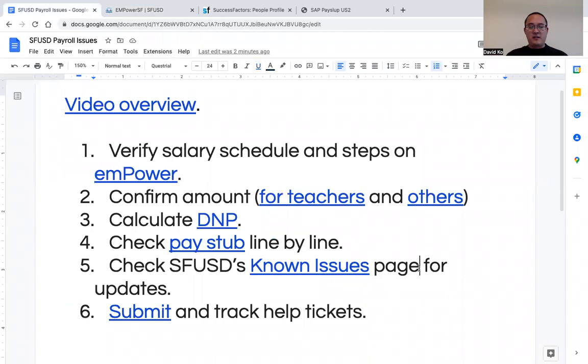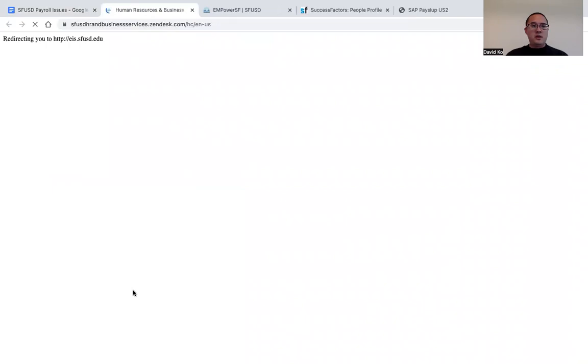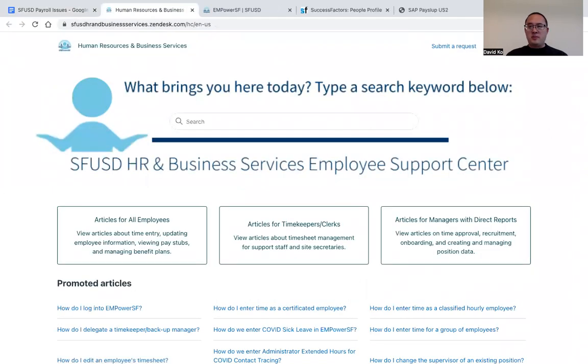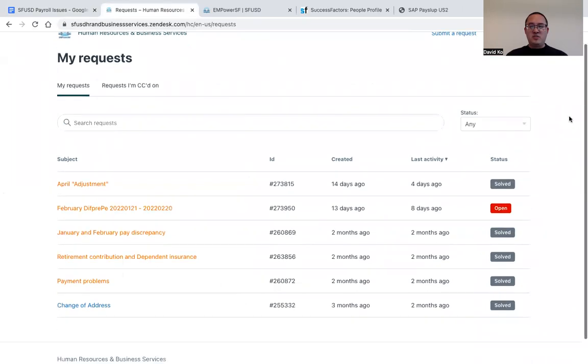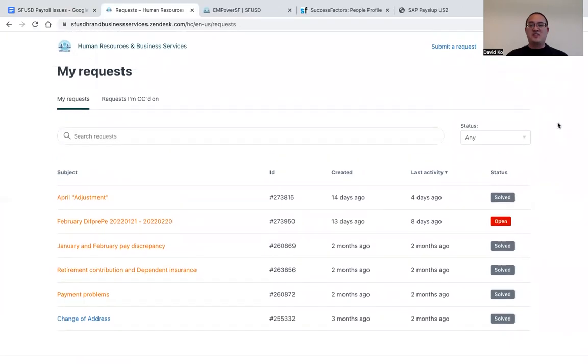The last element to note is that for submitting help tickets, I've had a lot of success going to the website eis.sfusd.edu. That's this last link over here under number 6. It is possible you can also email them, but I've had much more success here. You'll be logging in with the exact same login you have for your email. And at this point, you can submit a request. You can also verify the request that you've already made. But I found this to be much more responsive, at least in most cases. There's one from 13 days ago that hasn't been responded to. But generally speaking, I've had much more success submitting complaints this way rather than simply emailing.